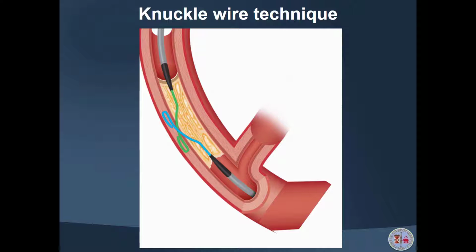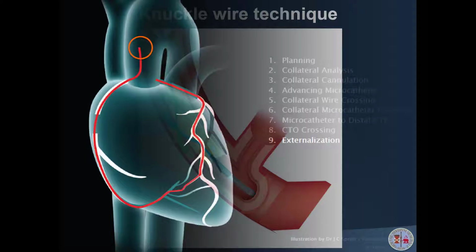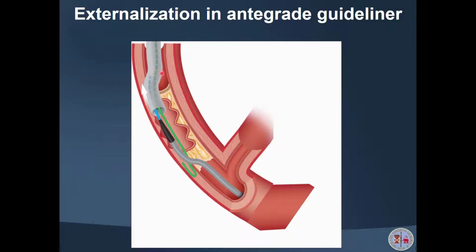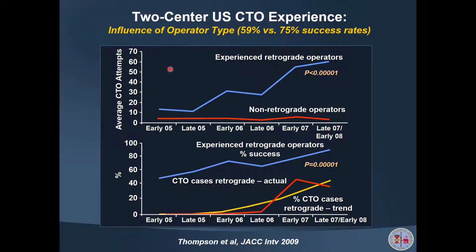To make the story short because of the time, we have to remember that experience in retrograde procedures is very important. In this paper, which is quite old, by Thompson, he was showing that an experienced retrograde operator is a must, especially for retrograde procedures. As you can see, the percentage of success is increasing significantly. And we showed similarly the same concept in our study.